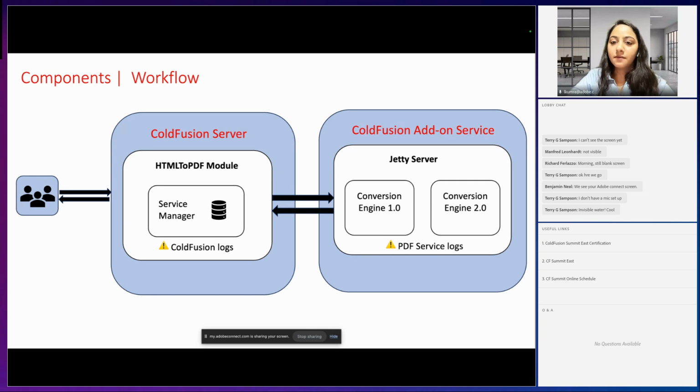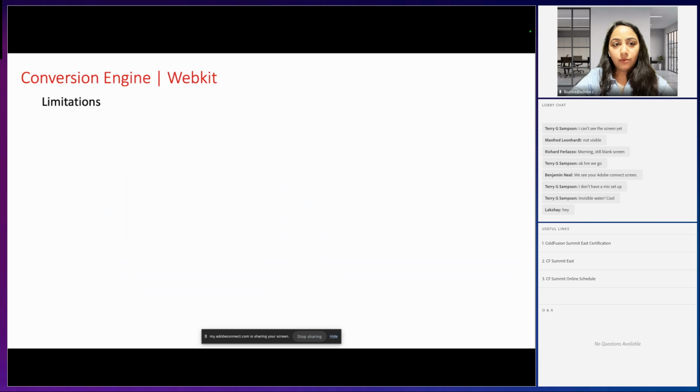So just a recap, we were talking about two engines from the start itself, engine 1 and engine 2. Just to recap, what were the names of engine 1 and engine 2? Engine 1 was our WebKit engine and engine 2 was our PDF Reactor engine. These are the two engines we were talking about from the start. So this was the component workflow. So let's get back to the PDF Reactor engine, which is our engine 2.